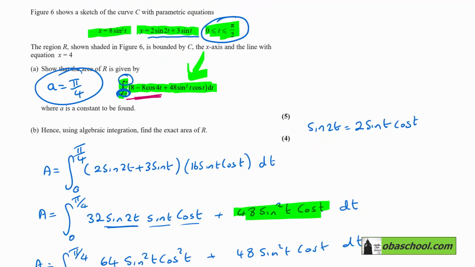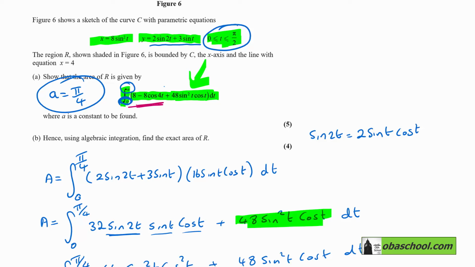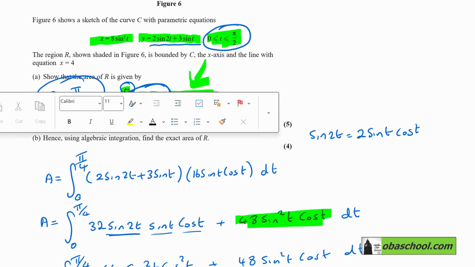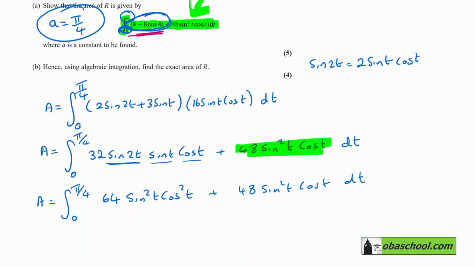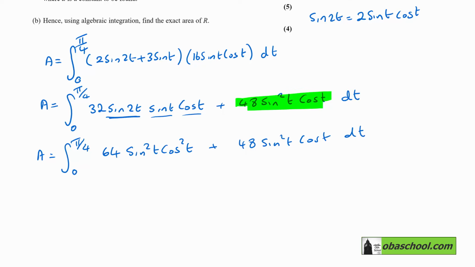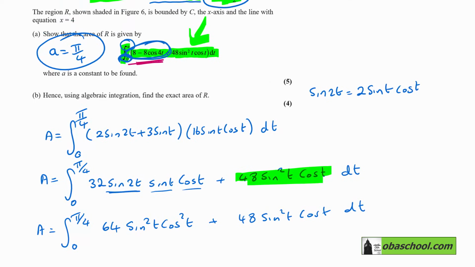So let's have a quick look at that term and what we've got to come from that. 8 take away 8 cos 4t. So that's giving us some ideas as to what to do here. Remember that cos 2t is equal to 2 cos squared t take away 1.